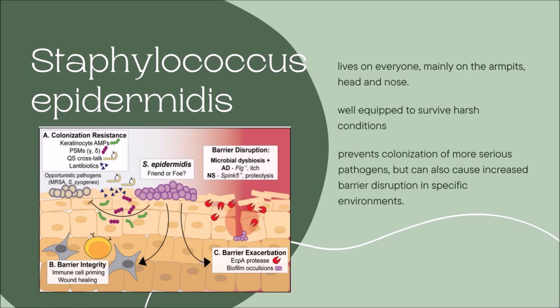Staphylococcus epidermidis is one bacteria that can be found on the skin. It actually lives on everyone. It lives mainly in the armpits, on the head, and the nose of humans, and it's very well equipped to survive harsh conditions. One of the things Staphylococcus does well is it prevents colonization of more serious pathogens, but it can also cause increased barrier disruption in specific environments. So in general, it's a very harmless bacteria, but in the right circumstances, it can exacerbate harm caused by other bacterium.